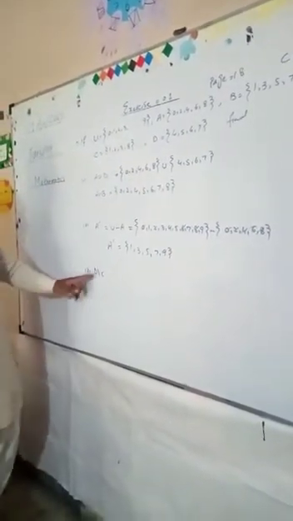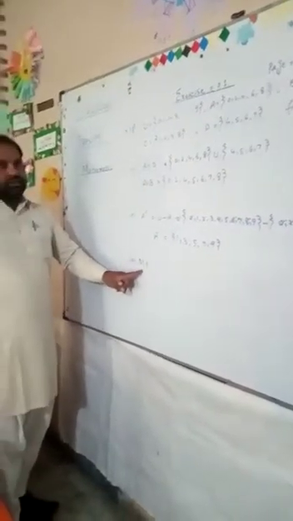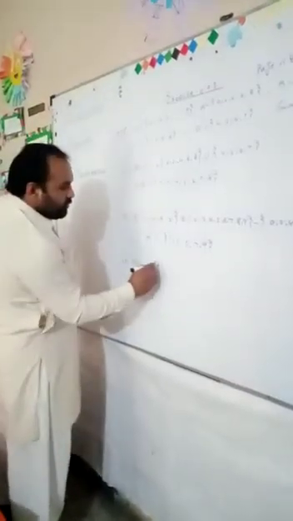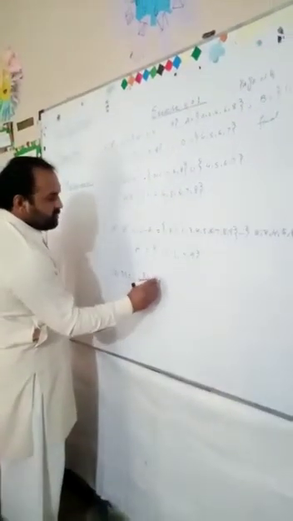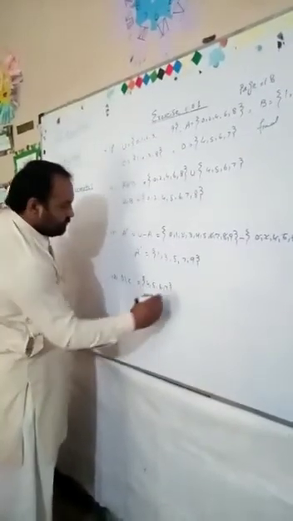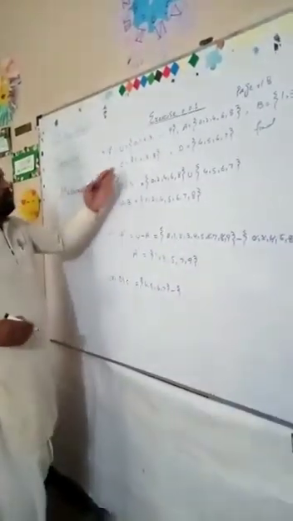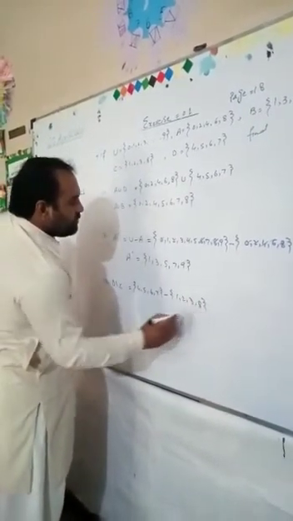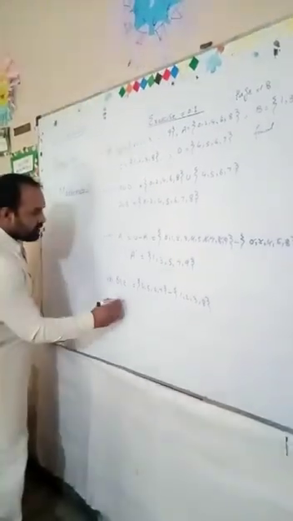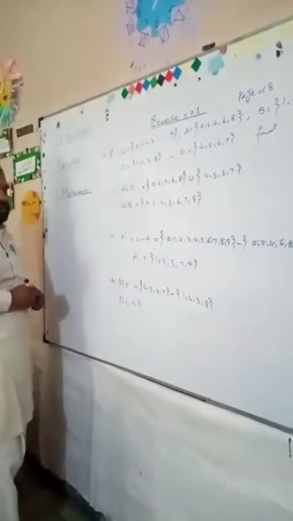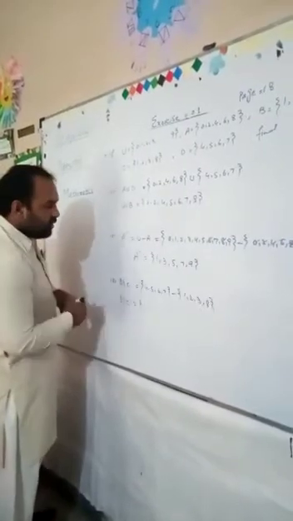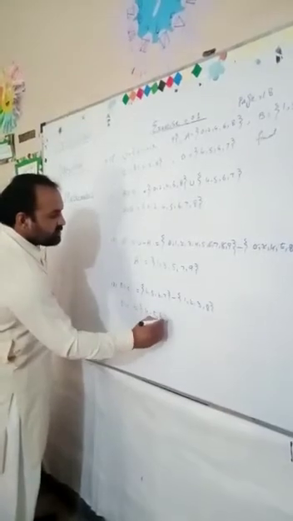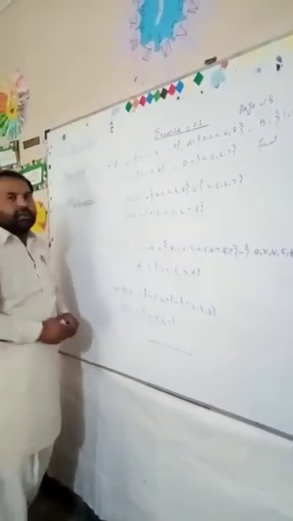Part number 10, D difference C. This symbol shows difference. First, set D: D is equal to {4, 5, 6, 7}. Minus the C set: {1, 2, 3, 8}. So this is D difference C. The non-common numbers are 4, 5, 6 and 7. These are the answers.